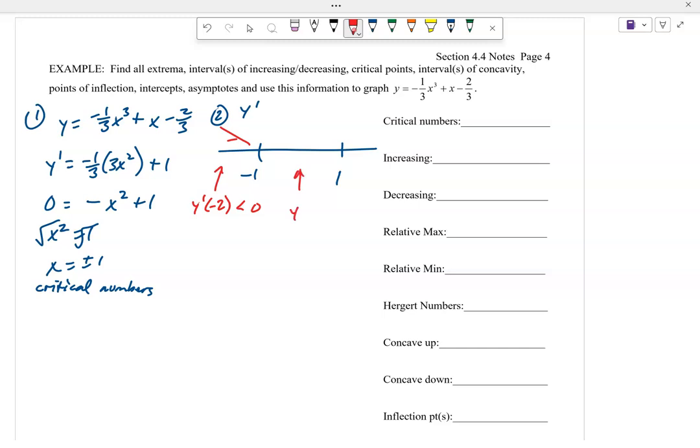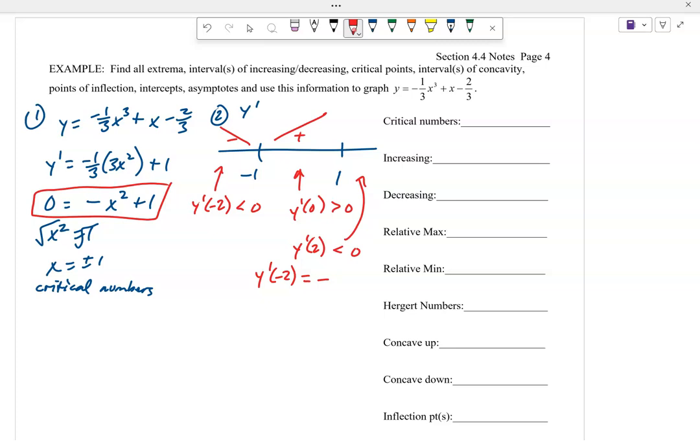Let me throw in y prime of 0. Again, I'm throwing it into the first derivative here. And so that'll be positive. So now the original function increases between negative 1 and 1. And finally, I'm going to throw in y prime of 2. And that'll end up being negative, right? And when you're throwing those in, of course, be careful.